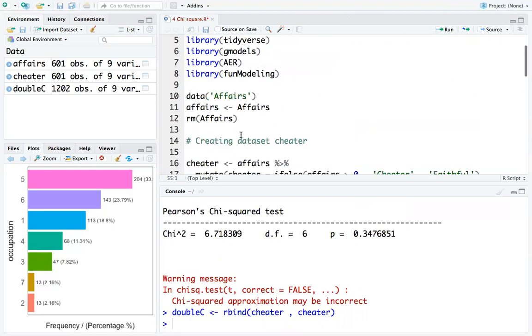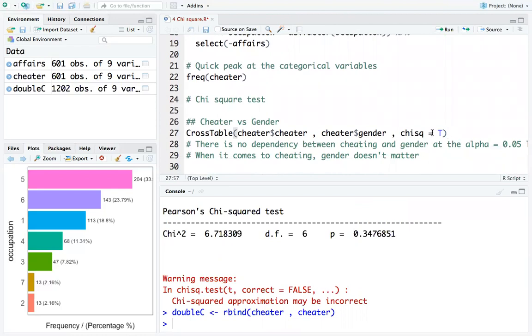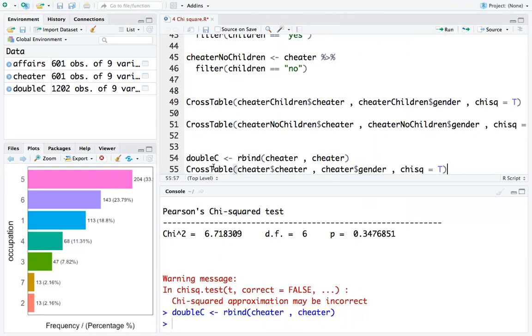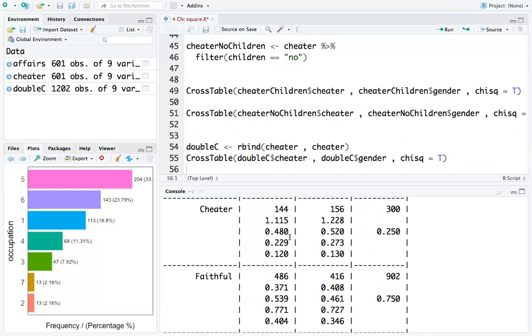Okay, I'm going to take my test over here. I put it over here. I have to change the data set to double C. Let's run this. Look at my p-value, 0.07. It went from 0.2 something. Look at my proportions. They're the same proportions.